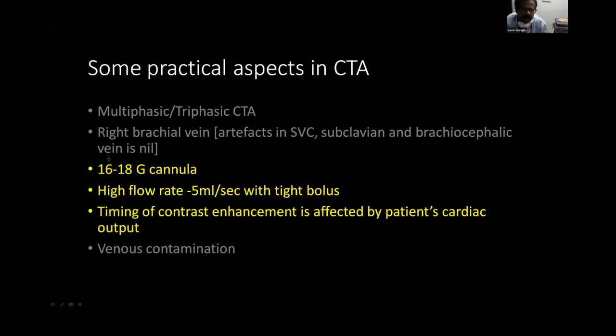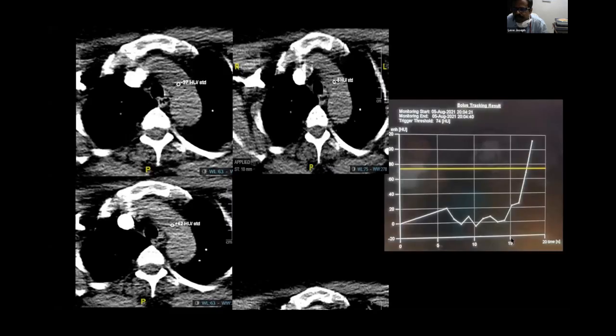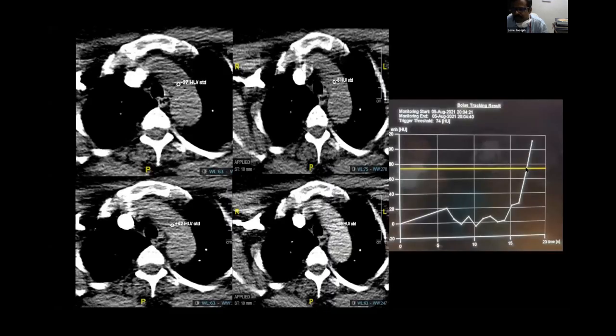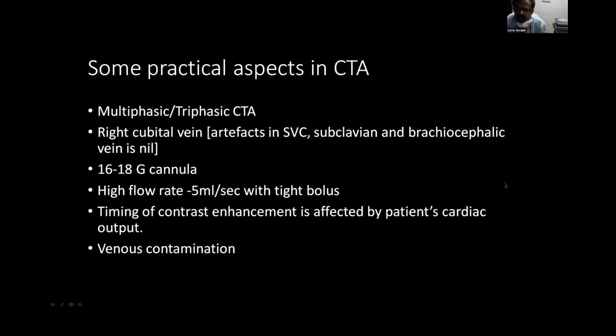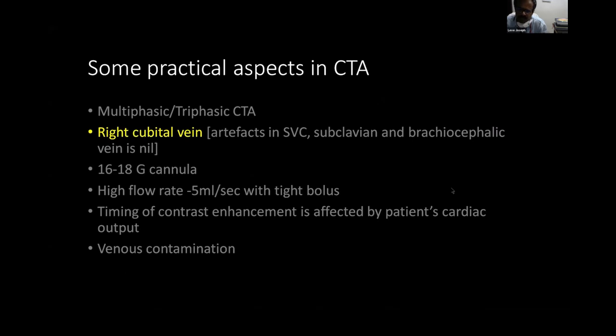I said it should be a large cannula, 16 to 18 gauge, green or gray color cannula, with a high flow rate, 5 ml per second. Why is it needed? Because you can recall this image where the bolus tracking is firing at almost 16 seconds. You are given only that much time. You are injecting 50 ml contrast. In 10 seconds, it should go.